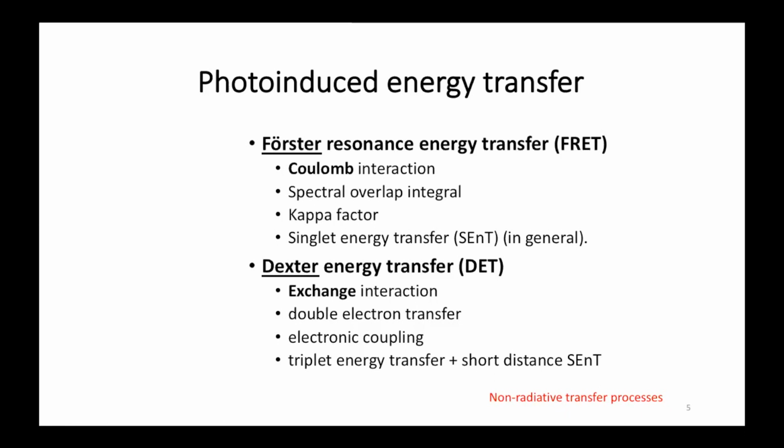The Dexter energy transfer mechanism can be viewed as a double electron transfer. So it's the exchange mechanism. Because it is governed by electron transfer, the electronic coupling is the major important factor. So it is the orbital overlap of the donor and acceptor orbitals. Now the Dexter mechanism is mainly important for a triplet energy transfer. However, at short distance it can actually be faster than the Förster mechanism, so then it can also be important.